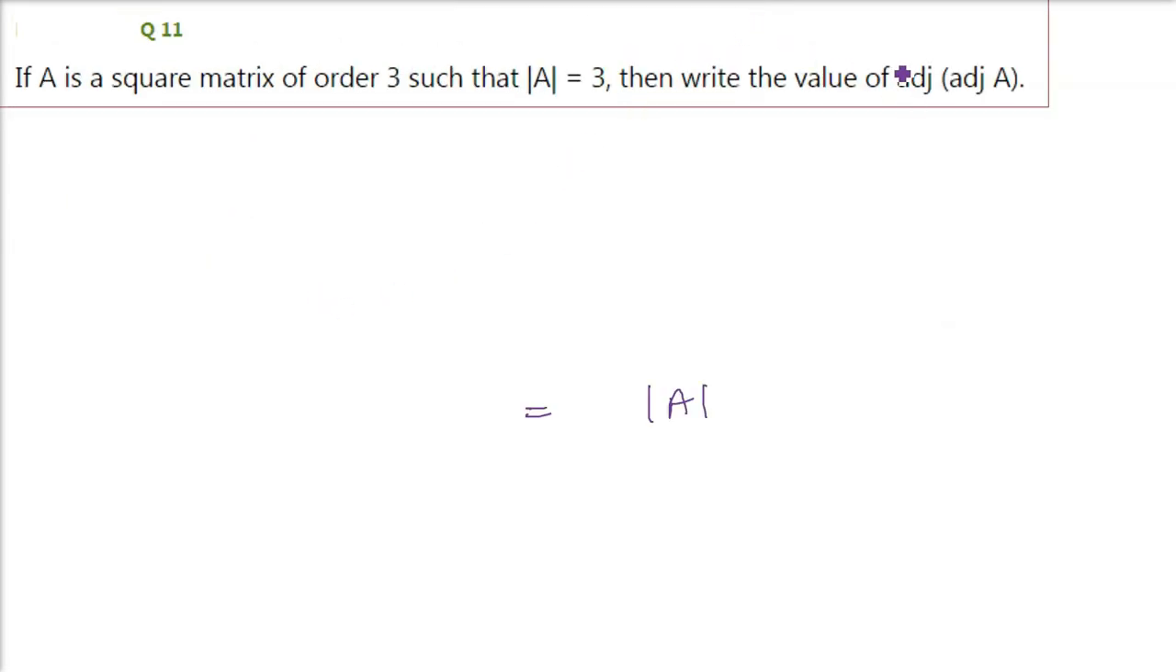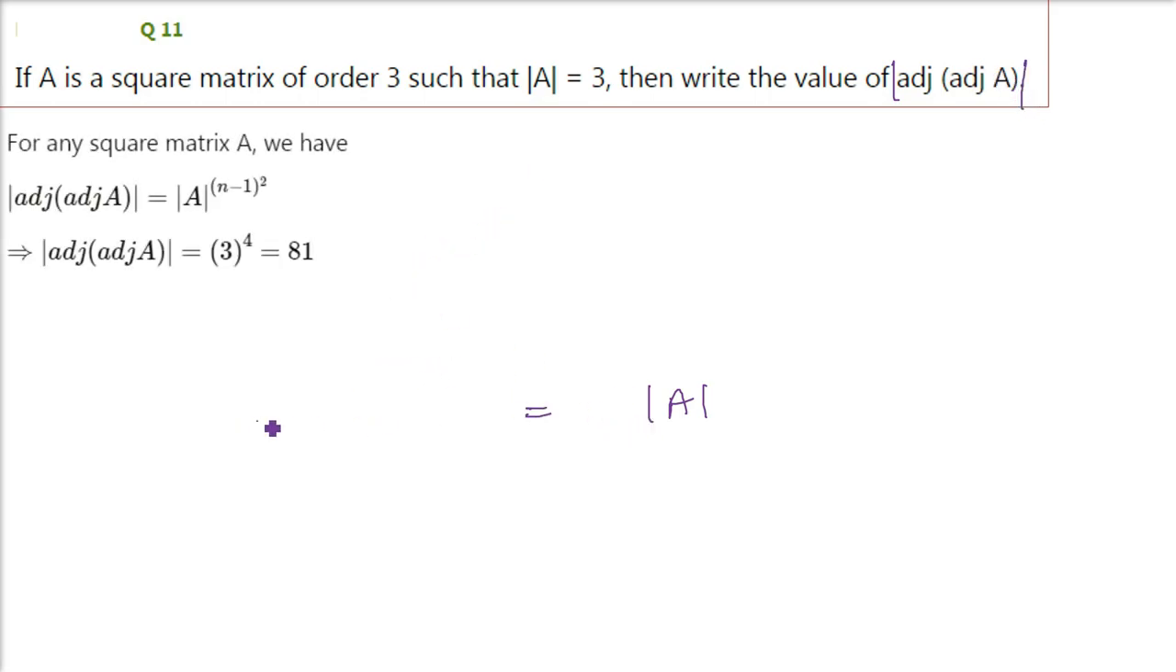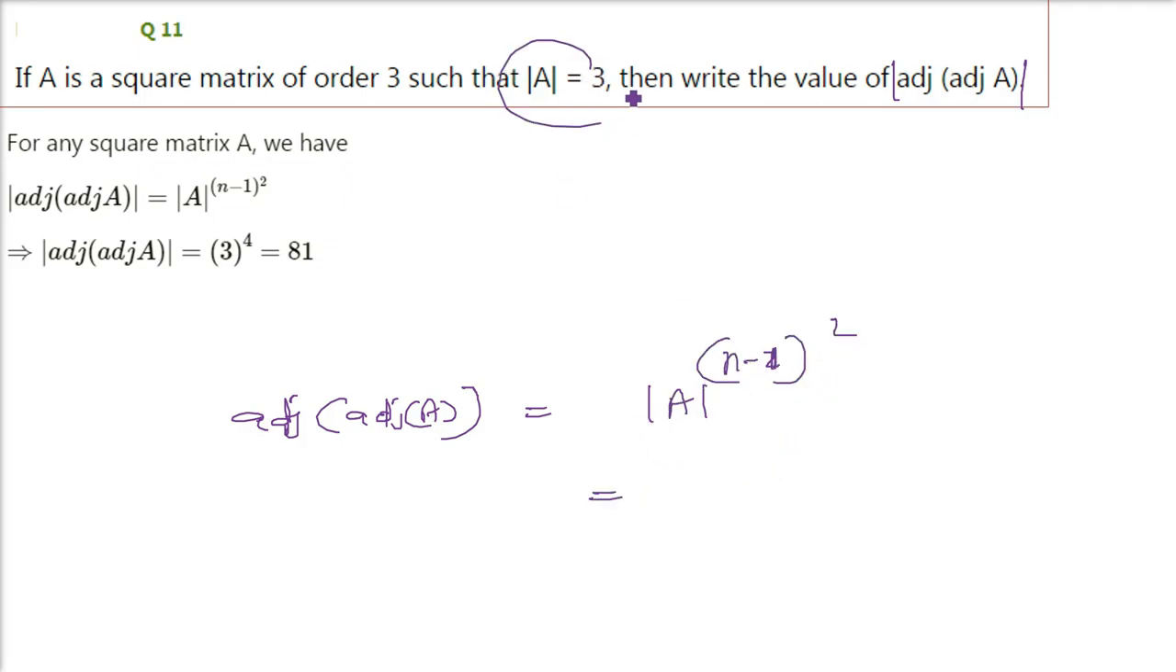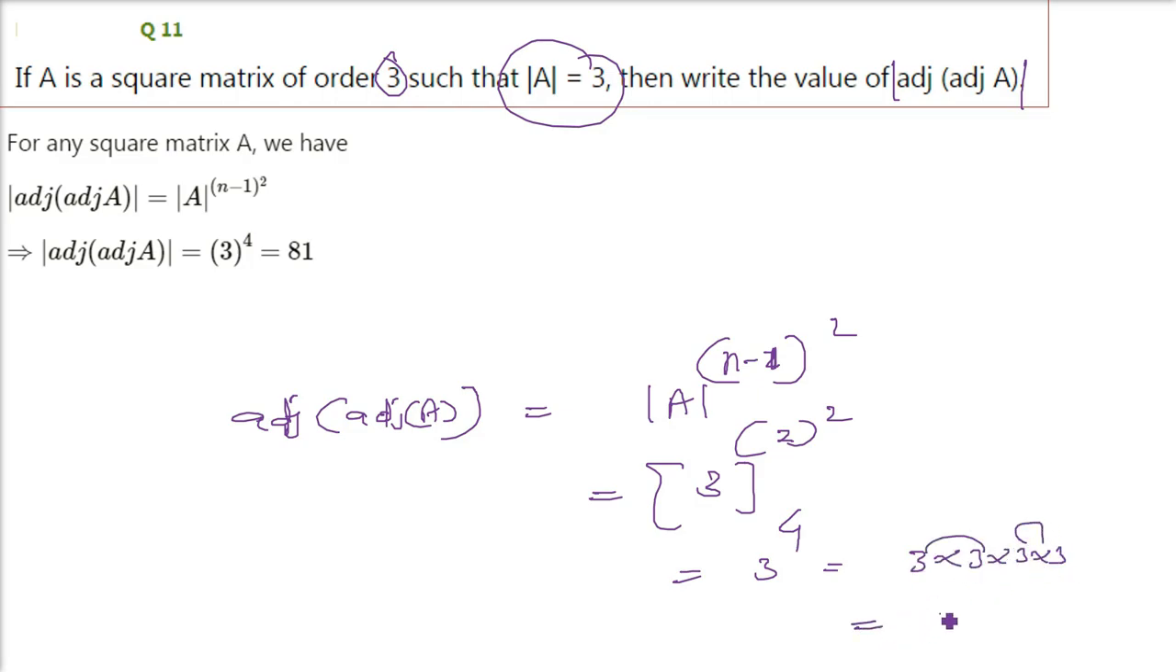But here we have the determinant of this. So when you have the determinant of the adjoint of A, it is the determinant of A raised to the power n minus 1 whole square. I hope you got the idea. So the determinant of A to the power n minus 1 whole square. What is the determinant of A? It's 3. What is n? 3. 3 minus 1 is 2. So 2 squared it is. So this is 3 to the power 4. 3 into 3, 3 into 3, that is 9, 9 nines are 81. 81 will be your answer.